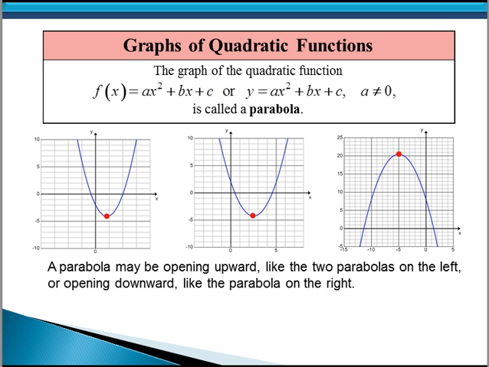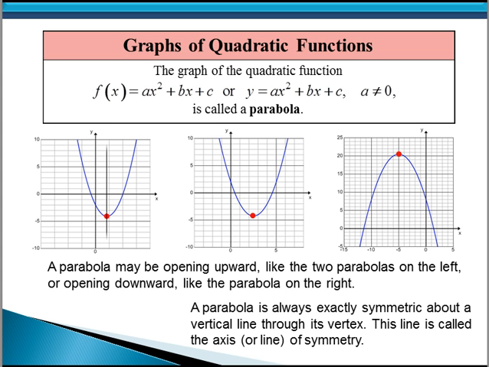A parabola may be opening upward, like the two parabolas that you see here on the left, or opening downward like the parabola that you see here on the right. A parabola is always exactly symmetric about a vertical line that goes through its vertex. This line is called the axis or line of symmetry.